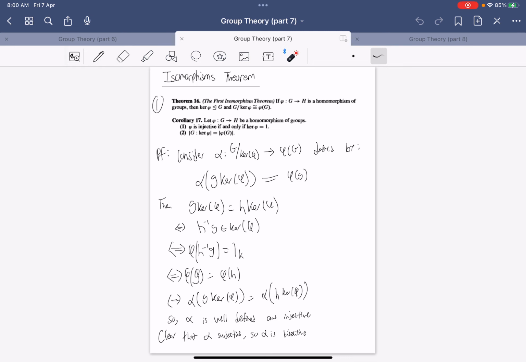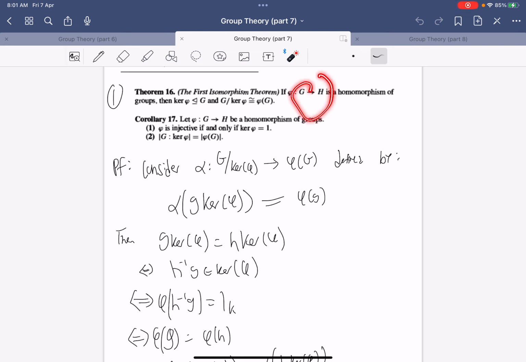And so now really, how do we find isomorphisms? Well, we can use the isomorphism theorems. And so let's begin. There are 4 in general. So the first isomorphism theorem states that if phi is a function from G to H and is a homomorphism, then the kernel of phi will be normal in G, and G quotient by the kernel of phi will be isomorphic to the image of G under phi.